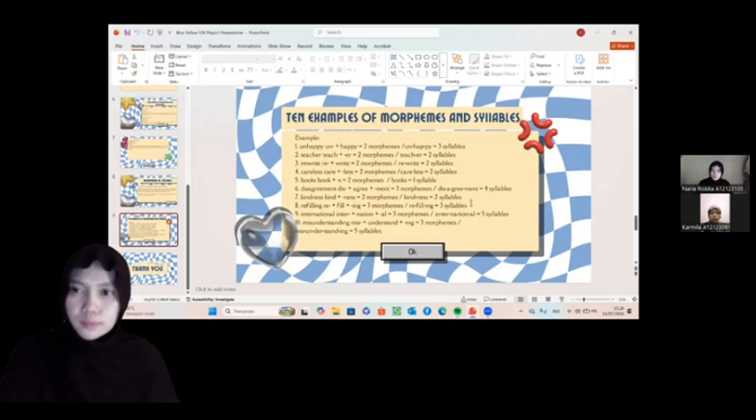Disagreement has 3 morphemes and 4 syllables. Kindness has 2 morphemes and 2 syllables. Revealing has 3 morphemes and 3 syllables. International has 3 morphemes and 5 syllables. And the last is misunderstanding, which has 3 morphemes and 5 syllables. That's all for me. I will give back to the moderator.